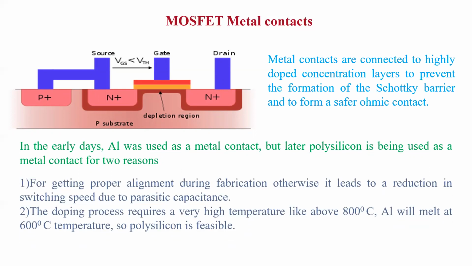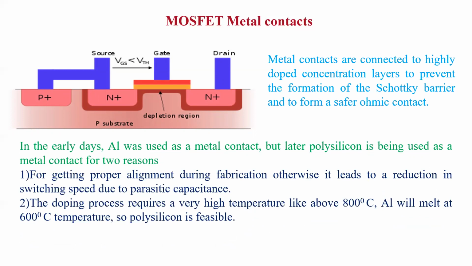The first is that for getting proper alignment during fabrication, we need a reduction in the parasitic capacitance. Because of parasitic capacitance, the switching speed is getting reduced. When we are using aluminum as the metal, the alignment is not proper during fabrication, resulting in parasitic capacitance, and that is causing a reduction in the switching speed.